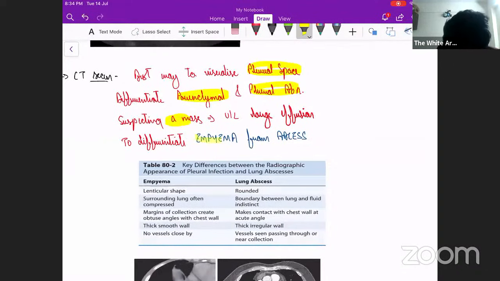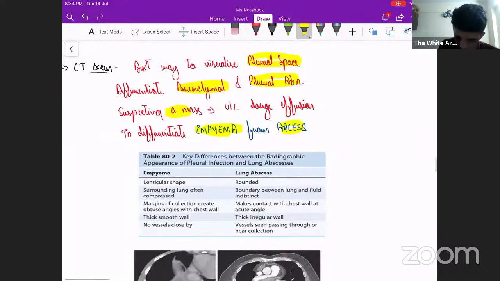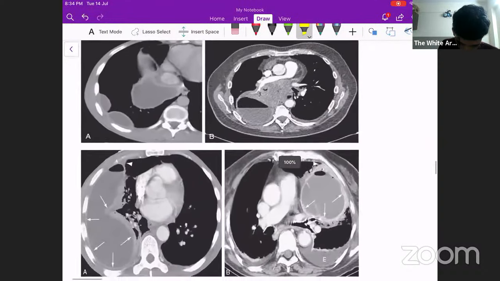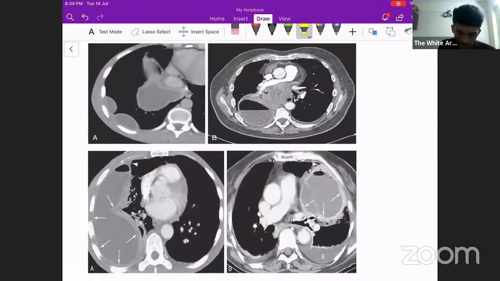Then very important is to differentiate empyema from lung abscess. In this, A and B are there. Which is empyema, which is lung abscess? Yes, good. B is abscess, A is empyema.